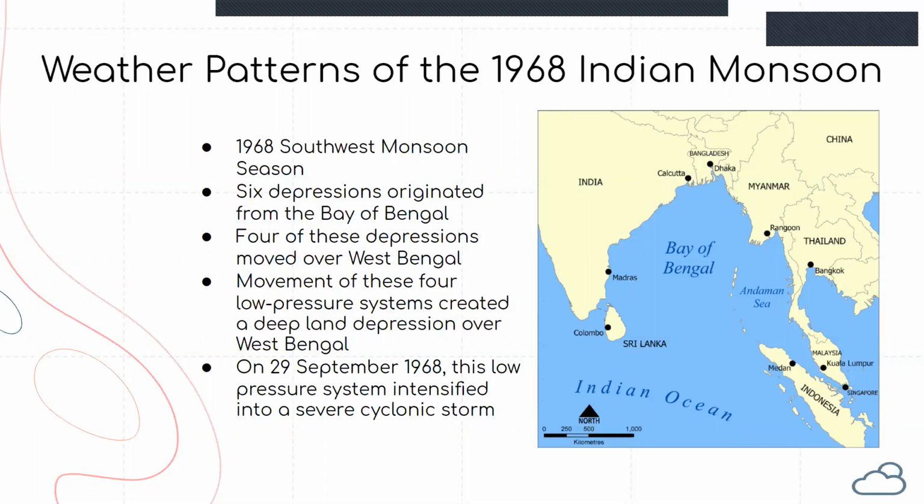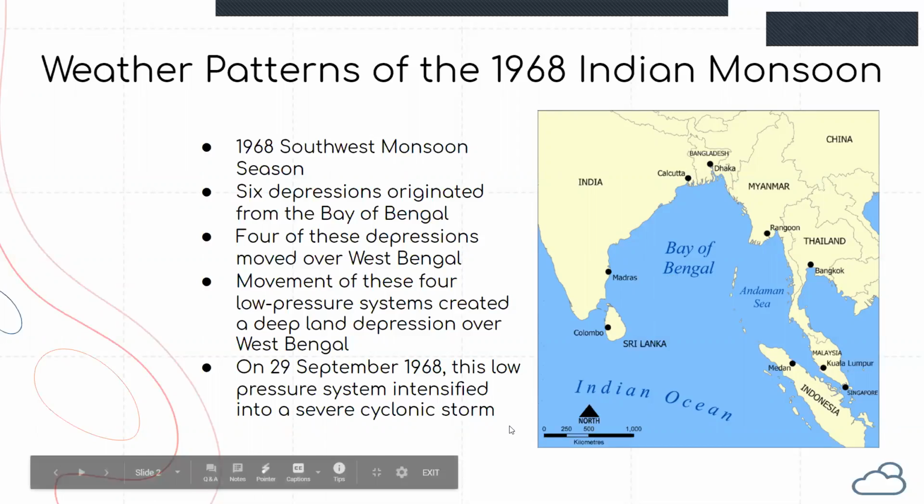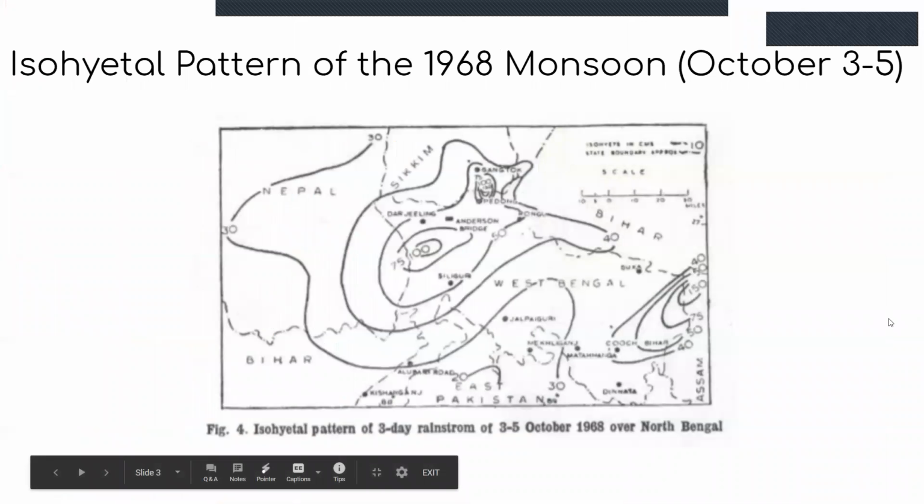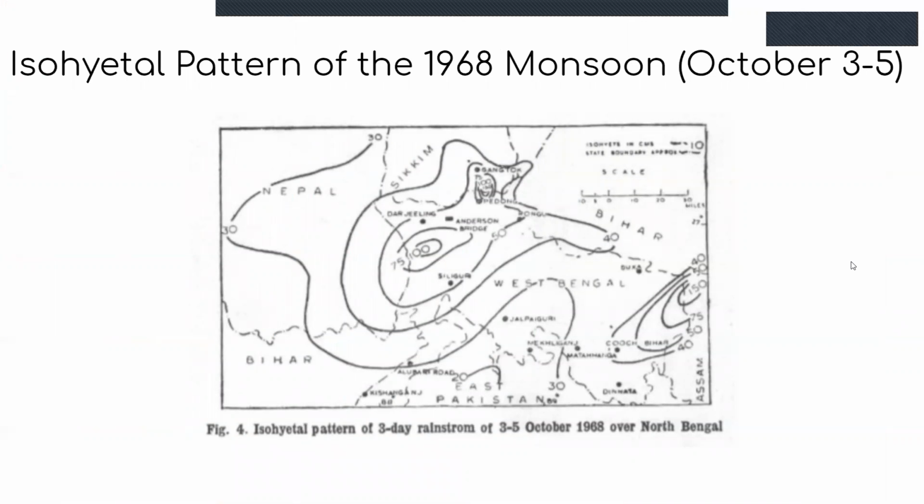So these monsoons are seasonal, as monsoon season comes every year from June through September. But this flood was primarily driven through heavy precipitation and storm surge from the Indian Ocean. And here we see the isohyetal pattern of the 1968 monsoon from October 3rd through October 5th. Here you can see this is that West Bengal area that we were talking about, and you can see how this storm kind of just hovered and sat and dumped rain right in this area.